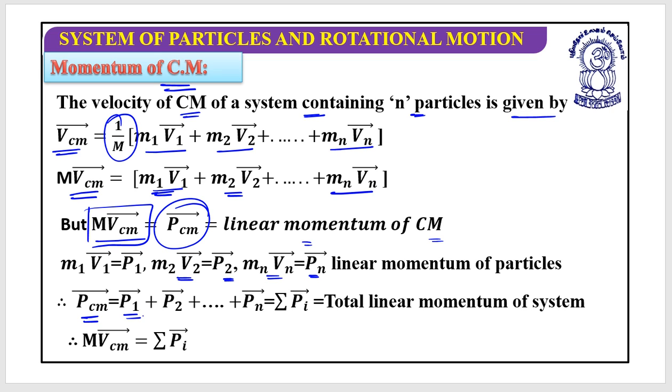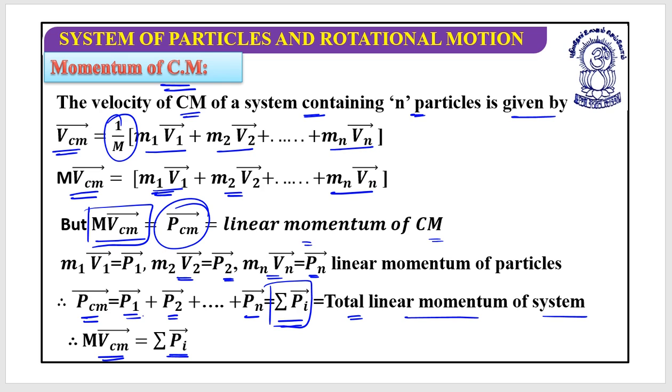So this is P1 plus P2 up to Pn, and this could be written as sigma Pi. This is the total linear momentum of the system. So this sigma Pi is equal to m into Vcm. Have you got this? Any doubts?